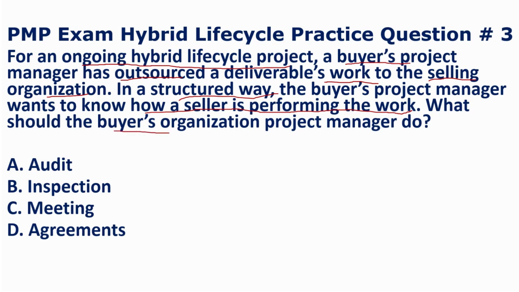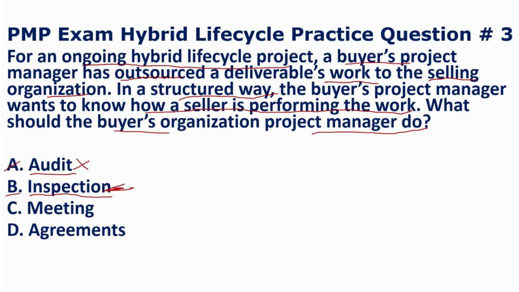Let's review all the options one by one. Let's evaluate option A, which states that the project manager should perform the audit, whereas audits review the processes instead of a seller's work. So this is not the best choice for this question. Let's evaluate option B. It states that the project manager should perform the inspection. It is a very good choice as inspections help to review the seller's work for the project's deliverable. So let's park this option and we will come back after evaluating all the options.